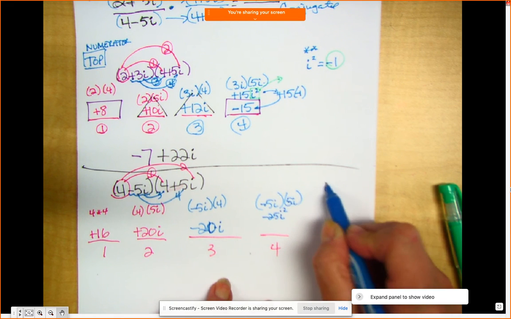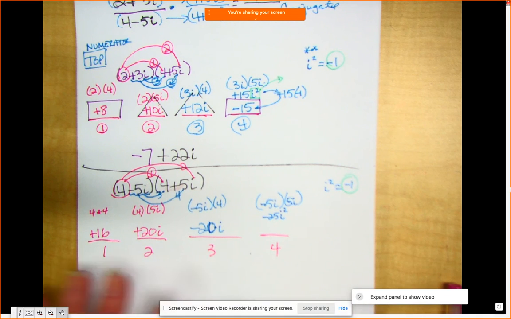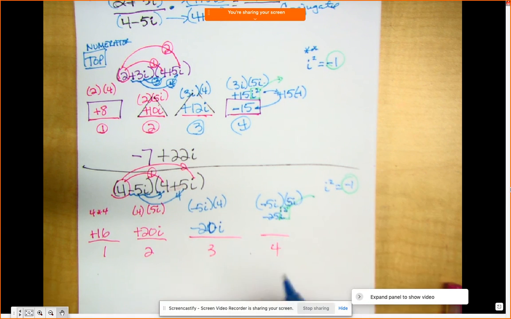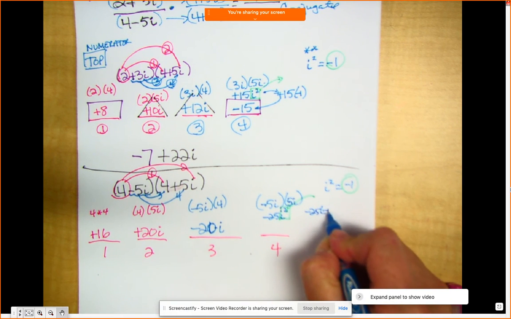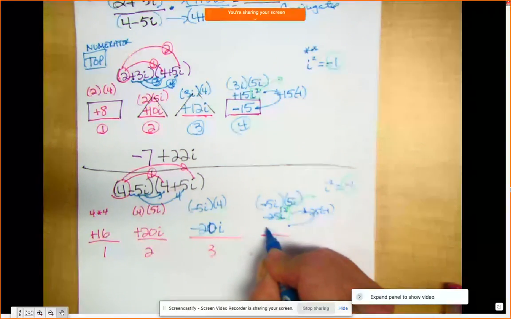Ooh, Spidey senses. i squared is -1. Today, substituting for i squared is -1. Round of applause for -1. Take out this i squared. Put in the -1. -25 times a -1 is +25.